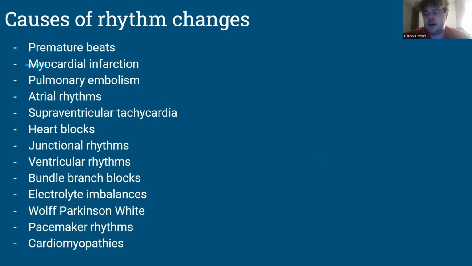Here are the causes of rhythm changes I'm going to go over for today, because these seem the most common that I have found in the field. Premature beats, myocardial infarction, aka heart attack, pulmonary embolism, atrial rhythms, supraventricular tachycardia, heart blocks, junctional rhythms, ventricular rhythms, bundle branch blocks, electrolyte imbalances, Wolff Parkinson White syndrome, pacemaker rhythms, and cardiomyopathies. So I will explain these and then show an EKG showing what changes each will cause so it makes sense to you all.